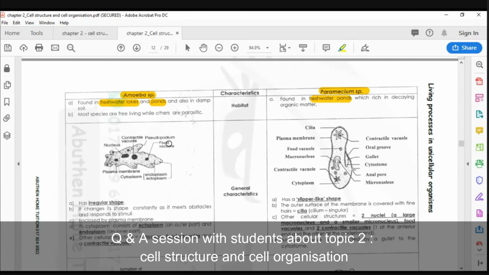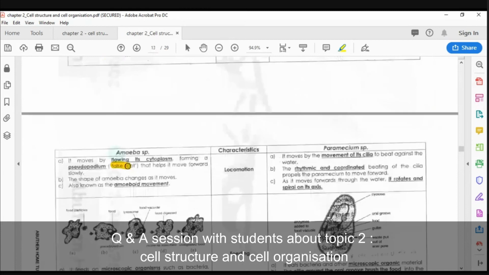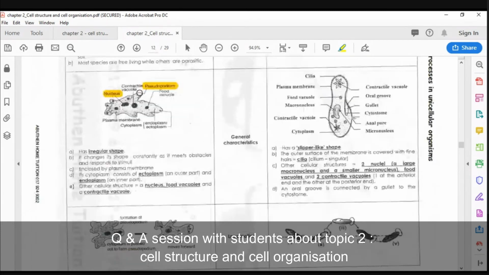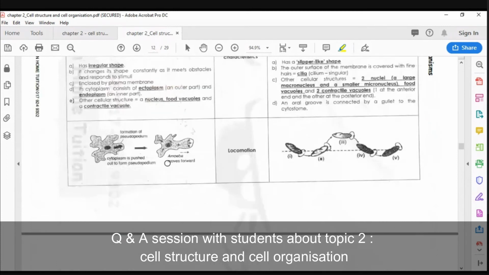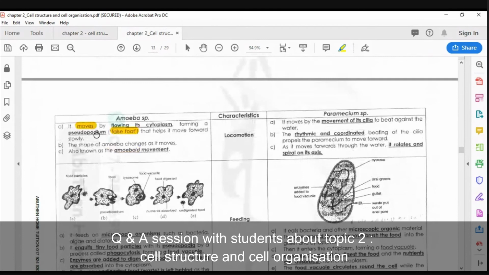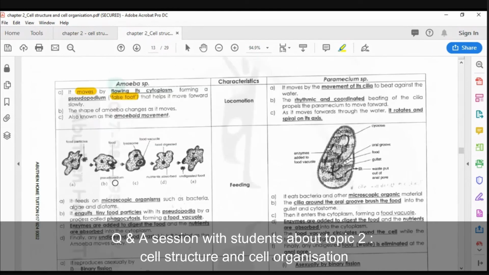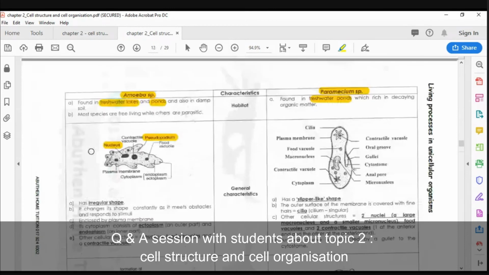You see the structure of the amoeba. Amoeba is irregular, and it has pseudopodium. Remember, also the nucleus. Pseudopodium is what we call false foot. It looks like a foot. Why? Because it helps the amoeba to move, and also engulfs tiny food particles. So this pseudopodium helps the amoeba to move and to eat. To move and to eat.